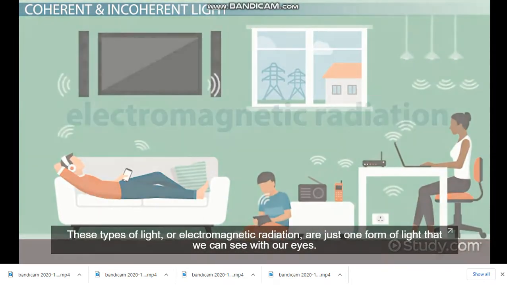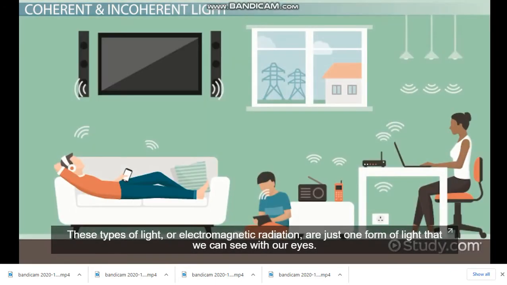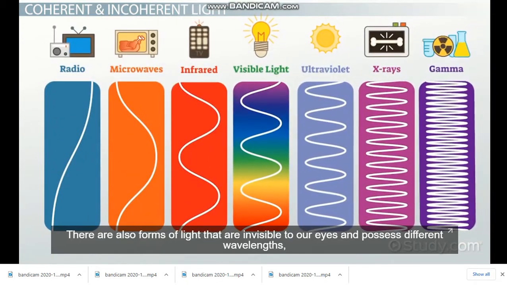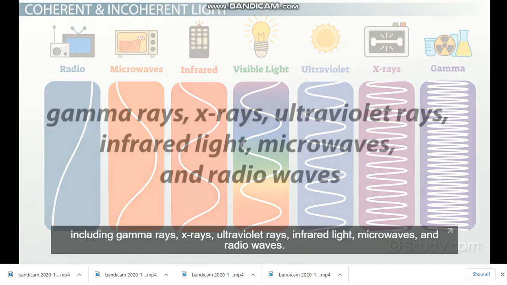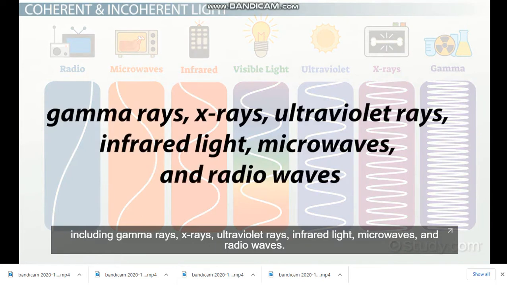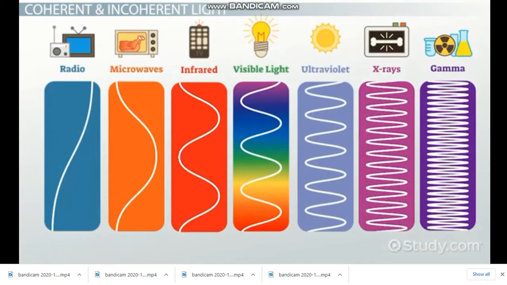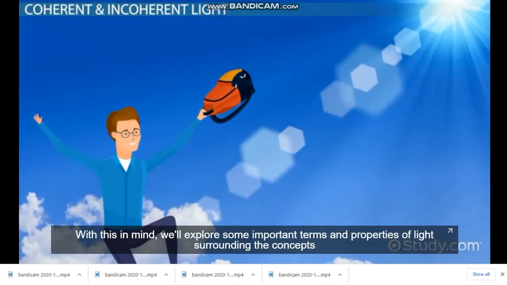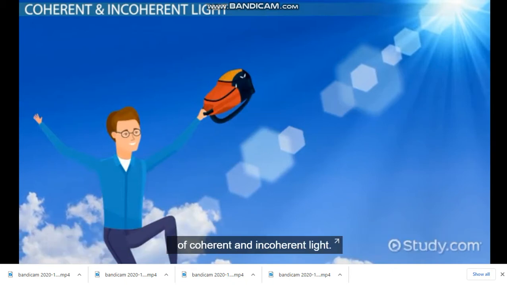These types of light, or electromagnetic radiation, are just one form of light that we can see with our eyes. There are also forms of light that are invisible to our eyes and possess different wavelengths, including gamma rays, X-rays, ultraviolet rays, infrared light, microwaves, and radio waves. With this in mind, we'll explore some important terms and properties of light surrounding the concept of coherent and incoherent light.